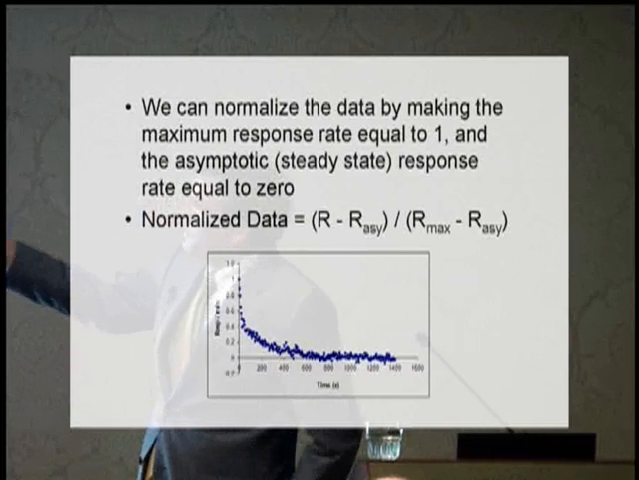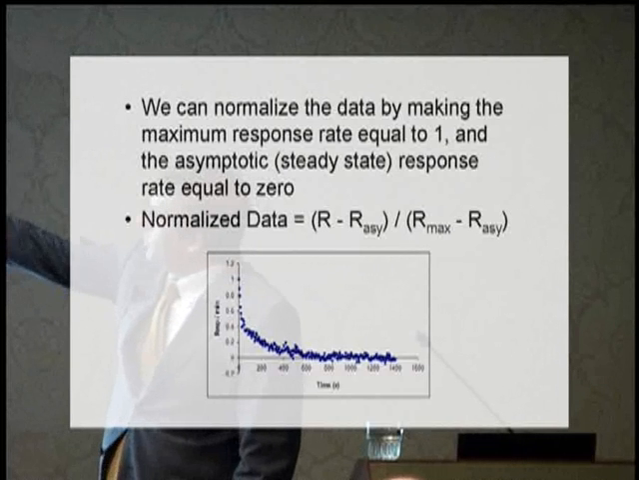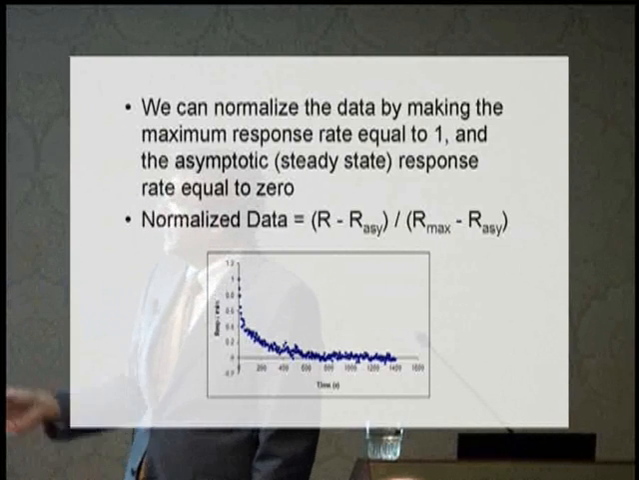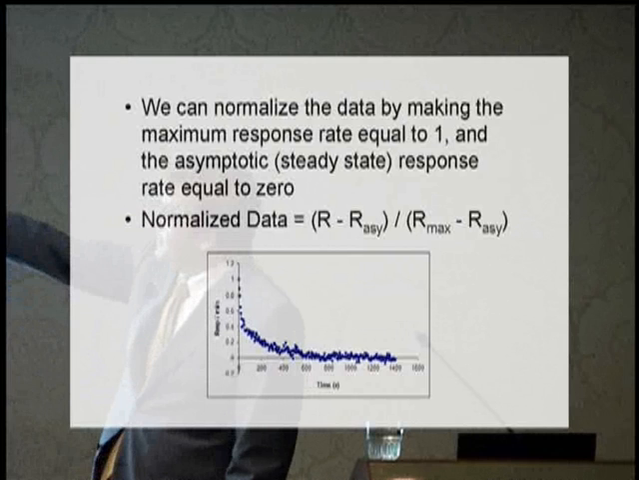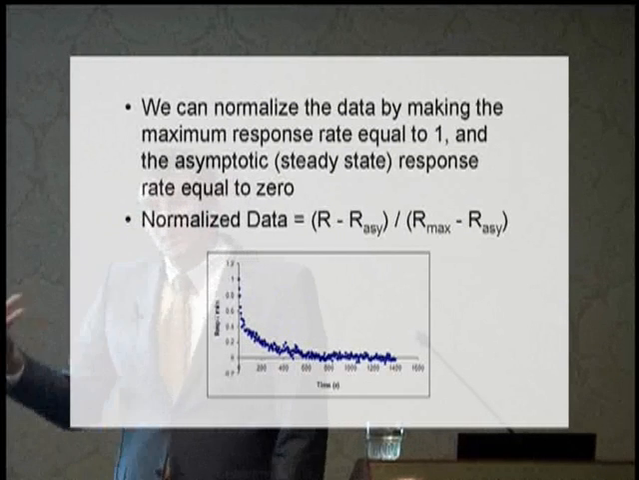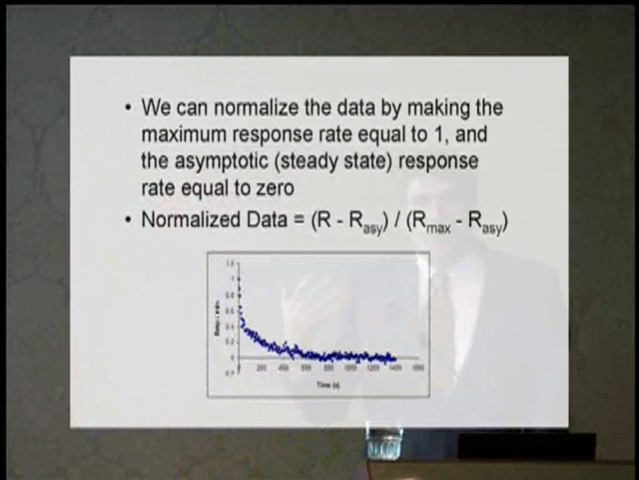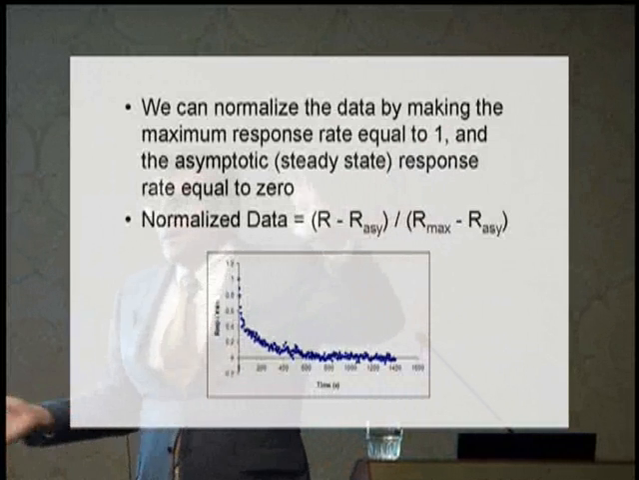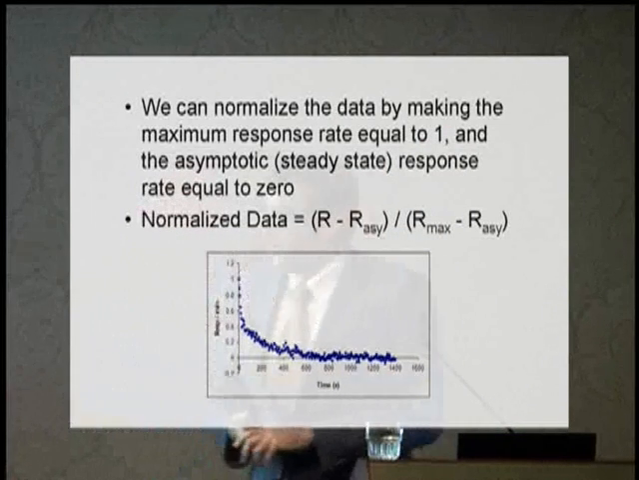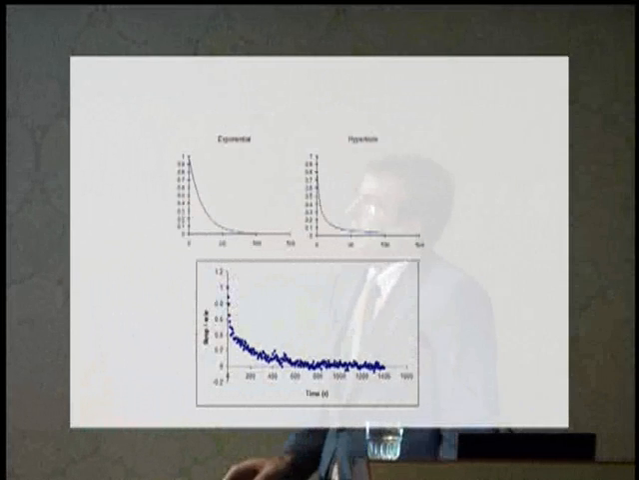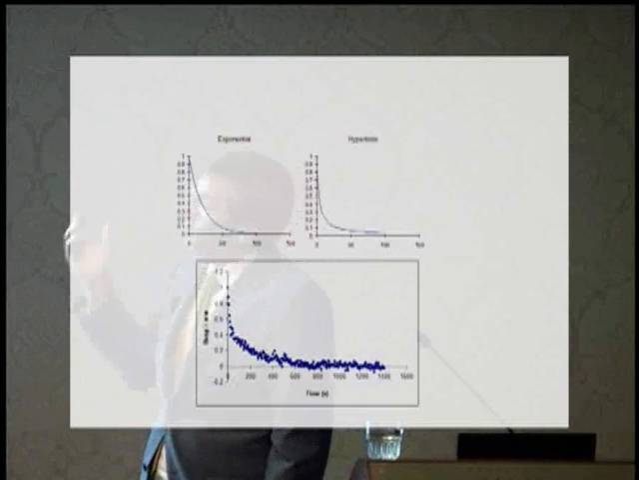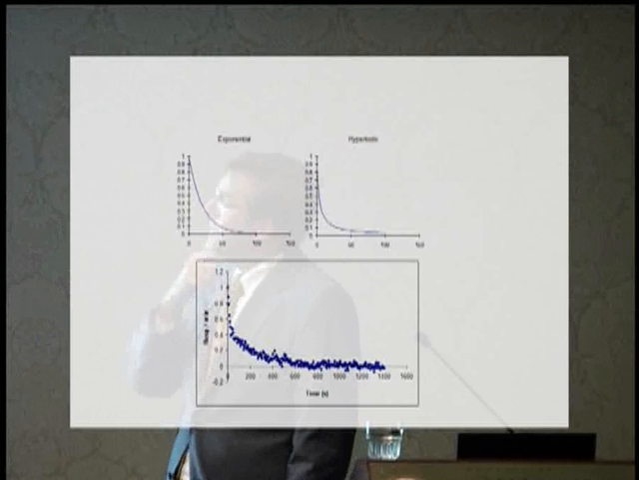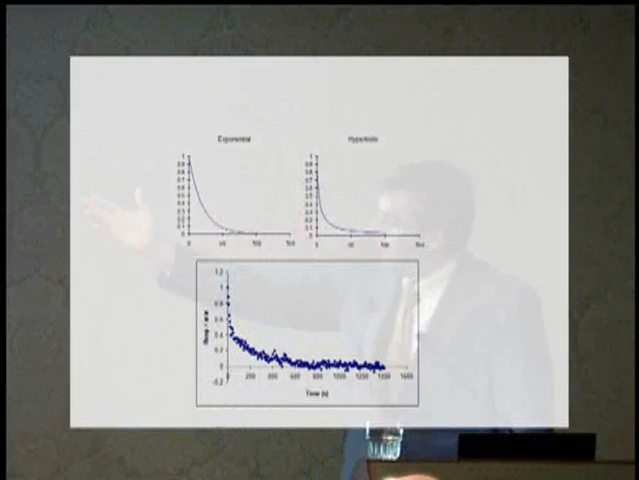That means that when the response rate is equal to the maximum response rate, then the normalized data is R max minus R asymptote divided by R max minus R asymptote, which is 1. But when response rate reaches the asymptote, then it's 0, because R asymptote minus R asymptote is 0, divided by R max minus R asymptote. So no matter what the maximum and asymptotic response rates are, we can put them on a common scale from 1 to 0. And this makes it very easy now to apply the exponential and the hyperbolic models, because both of those functions, in the simple form that we're looking at, simply vary essentially from 1 to 0. So we've got our functions and we've got our data.